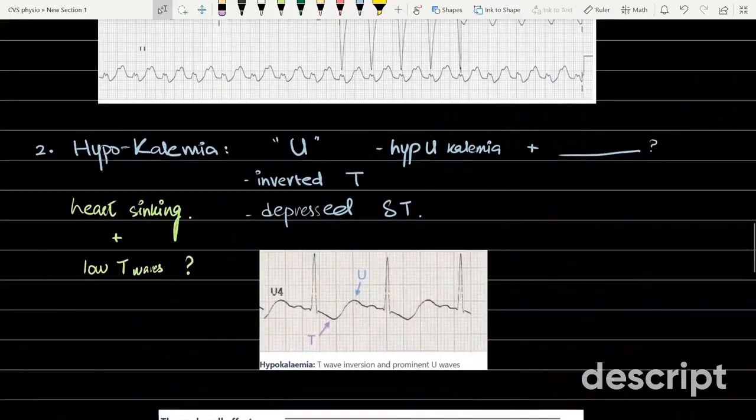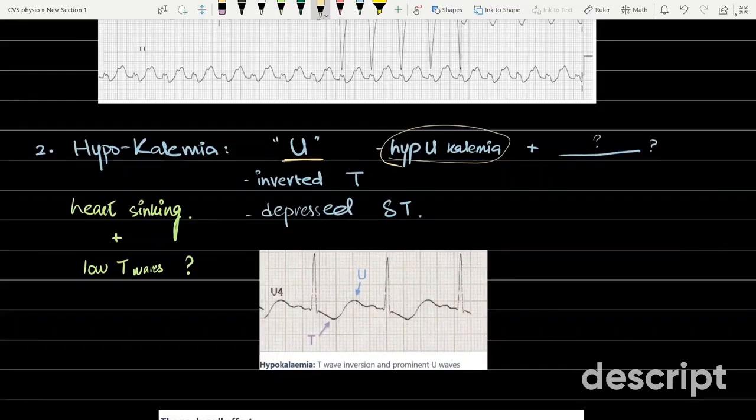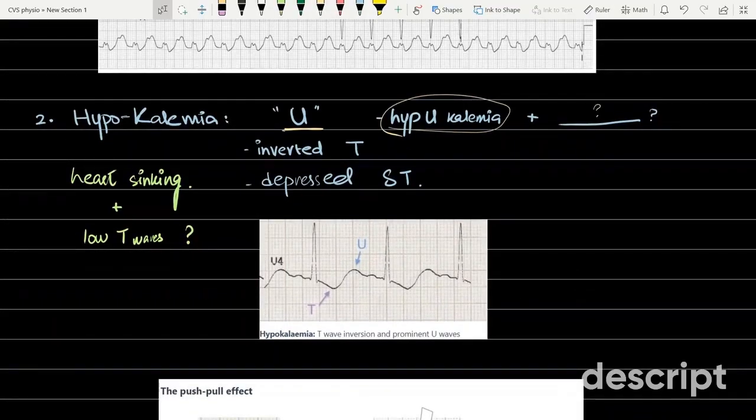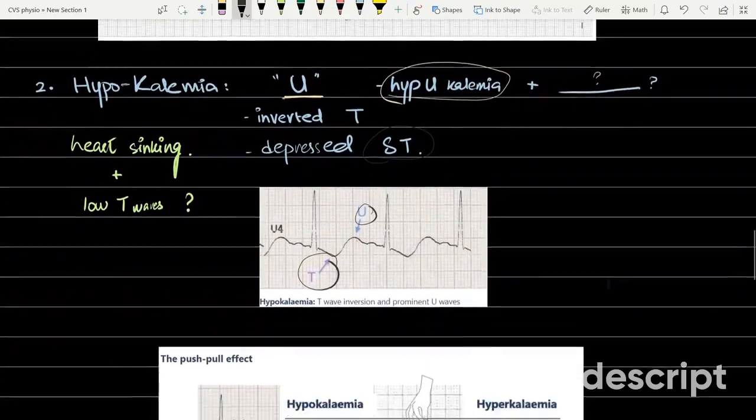Now moving on to hypokalemia. When we were doing our previous video, I said that the U wave is associated with hypokalemia. There's another thing in which U wave appears. You have to answer that. So we can see an inverted T wave, as you can see in the ECG over here as well, and a U wave. There is sometimes ST depression as well.